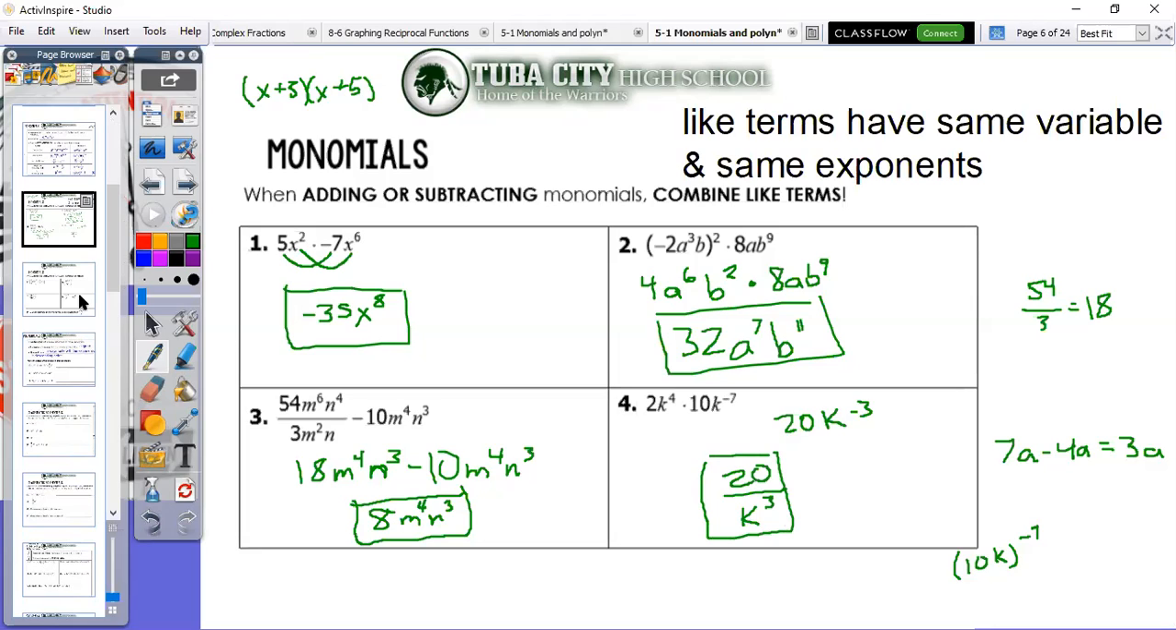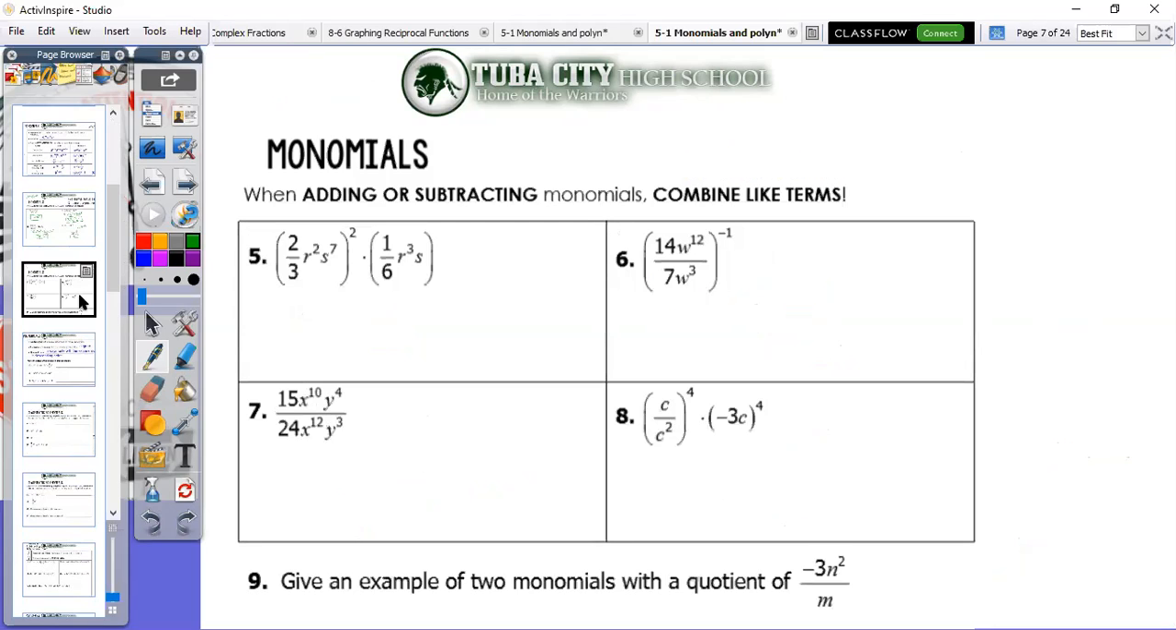I'm going to move on to the next one. So we have more monomials. In fact, it's the same exercise. It's the same thing. We just have more of the same thing. So number 5, and again, here's that little 2. Be careful with that. It is easy to miss. So that means I have to square everything inside the parentheses. So I'm going to go ahead and do that.